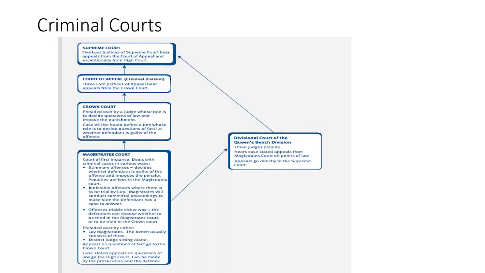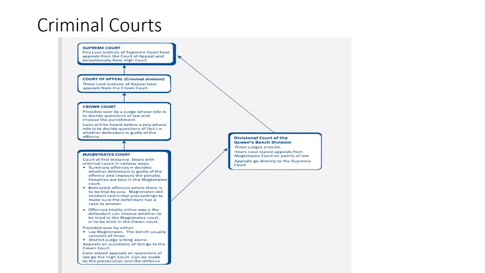Next comes the indictable offense, where there is a trial by jury. Whenever there is a trial by jury, it won't be heard in a Magistrate Court. That will go to the Crown Court. The magistrates will conduct committal proceedings to make sure the defendant has a case to answer. So summary offenses are heard in the Magistrate Court, and indictable offenses are heard by the Crown Court, the next superior court after the Magistrate Court.